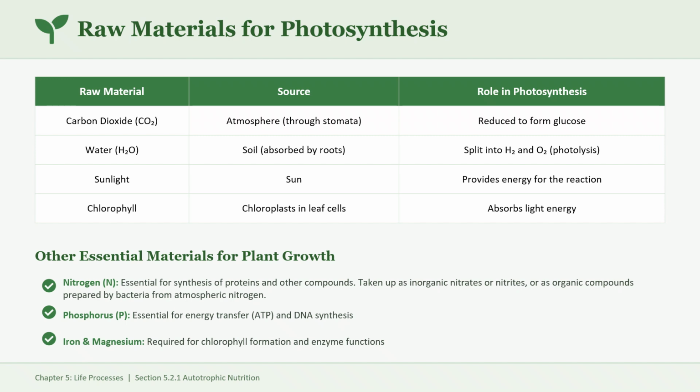This atmospheric nitrogen you could have come across in your lower classes, the nitrogen cycle. Yes, children. During thunder, so many reactions happen, as you could have read. At last, it is fixed in the soil in the form of nitrates. It is taken up by the plants and assimilated. Then phosphorus. Phosphorus is essential for energy transfer, that is ATP, and also for DNA synthesis. Iron and magnesium are also required for chlorophyll formation and enzyme functions.